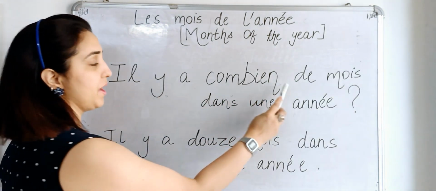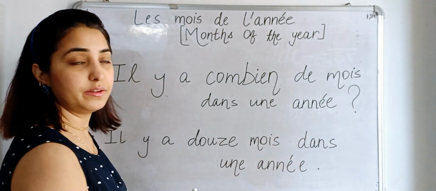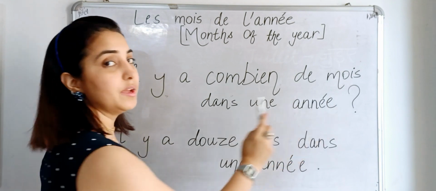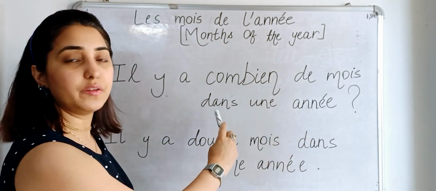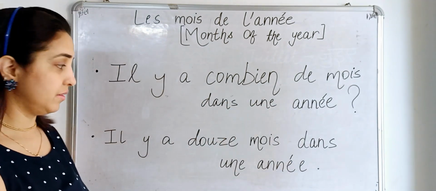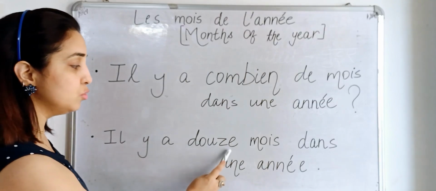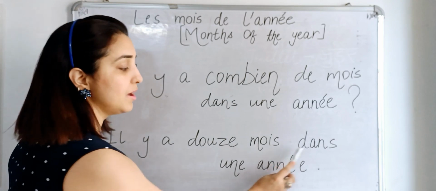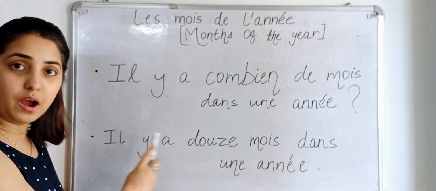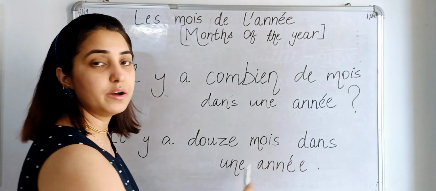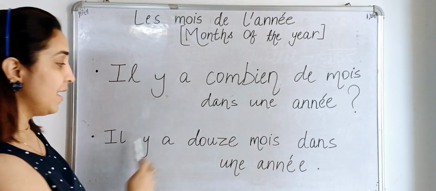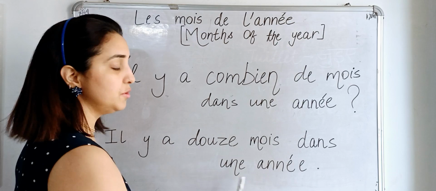Il y a combien de mois dans une année? Il y a combien de mois dans une année? Means how many months are there in a year? Il y a 12. 12 means 12. Très bien. Mois dans une année means there are 12 months in a year. Il y a 12 mois dans une année.